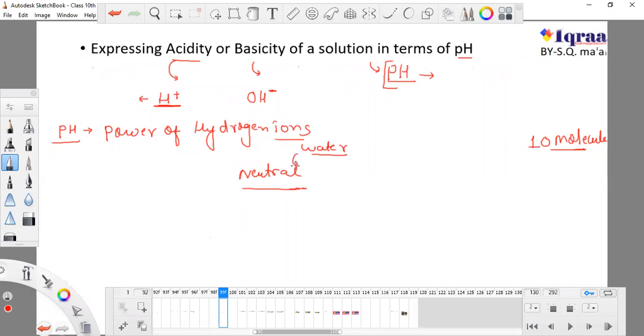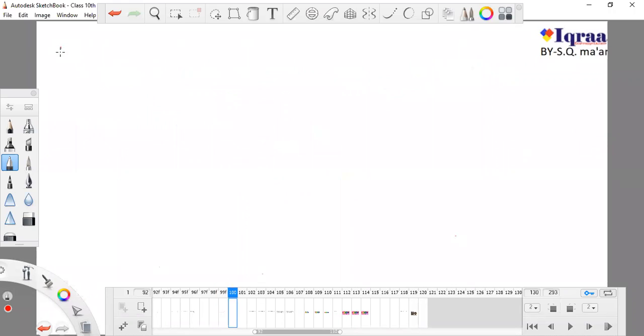So water is neutral. The formula of water is H2O, and water is neutral. I want to fix the total to 10. So I can divide water into H plus and OH minus.